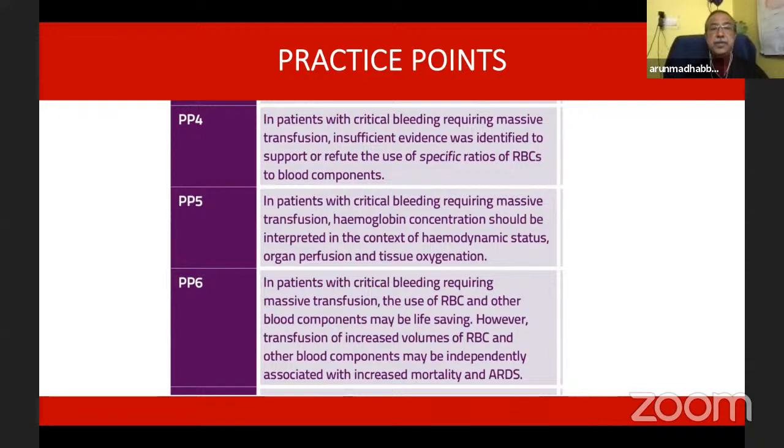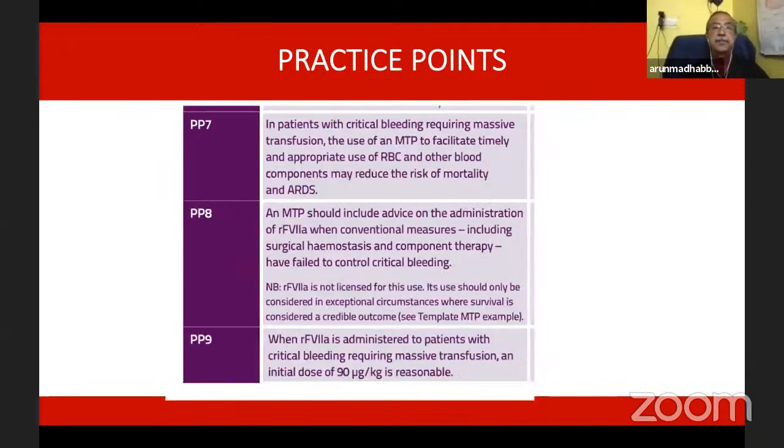So practice point 5: in patients with critical bleeding requiring massive transfusion, hemoglobin concentration should be interpreted in the context of hemodynamic status, organ perfusion, and tissue oxygenation. Point number 6: in patients with critical bleeding requiring massive transfusion, use of RBC and other blood components may be life-saving. However, transfusion of increased volumes of RBC and other blood components may be independently associated with increased mortality or even ARDS. Similarly, in patients with critical bleeding requiring massive transfusion, the use of MTP to facilitate timely and appropriate use of RBC and other blood components may reduce the risk of mortality and ARDS.